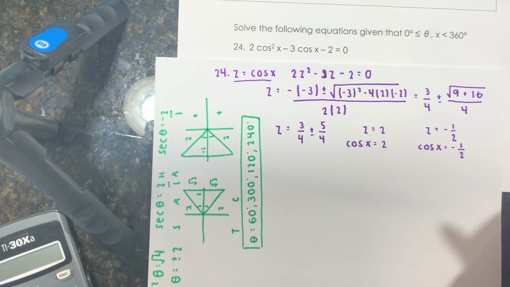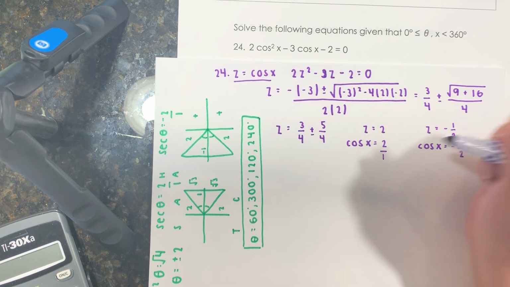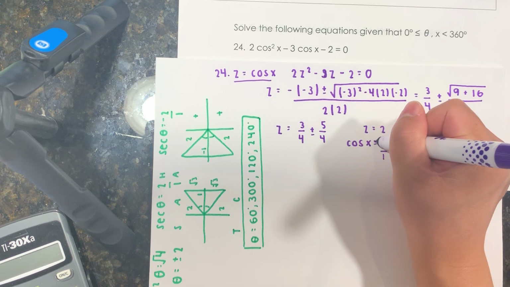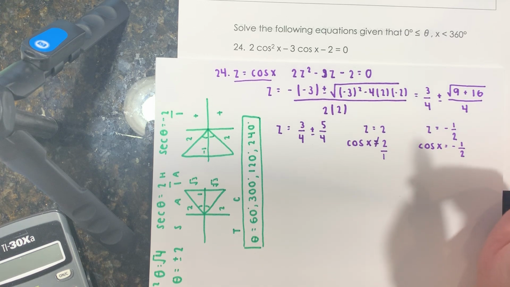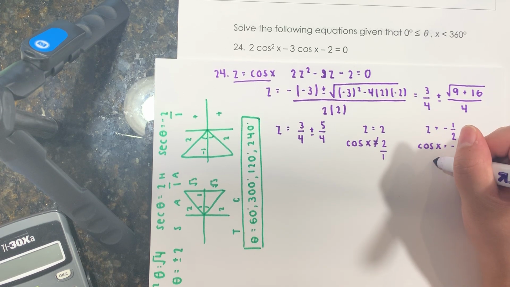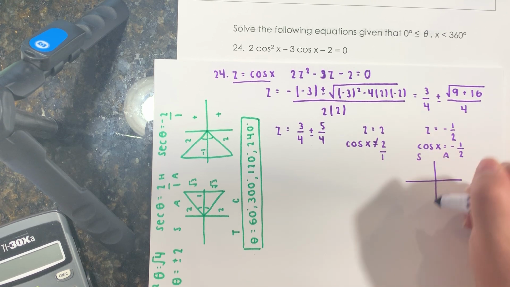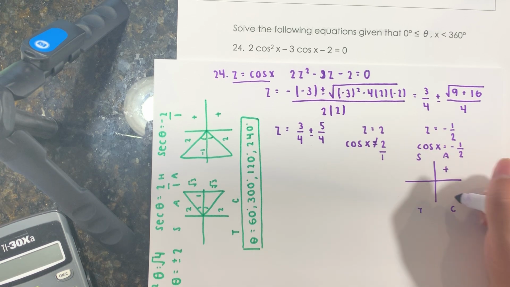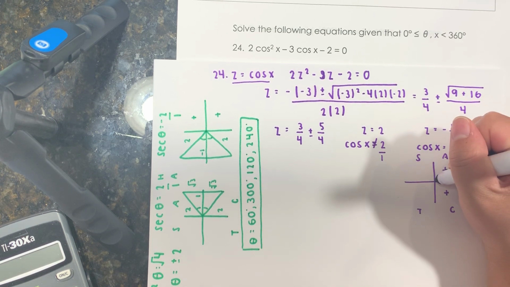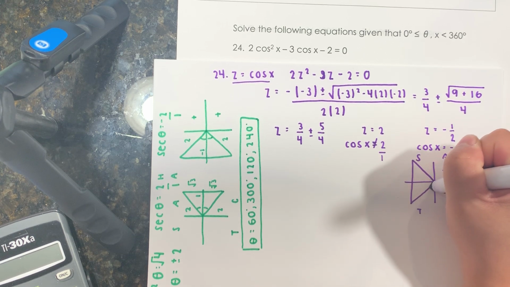But do I have a reference triangle that has the adjacent as 2 and the hypotenuse of 1? No, we can't. So this one we don't have to solve for, because there's no way for cosine to equal 2. Now I need to find where cosine is negative. So if all students take calculus, I know that it's positive in quadrant 1 and in quadrant 4, which means that it's going to be negative in quadrants 2 and 3.